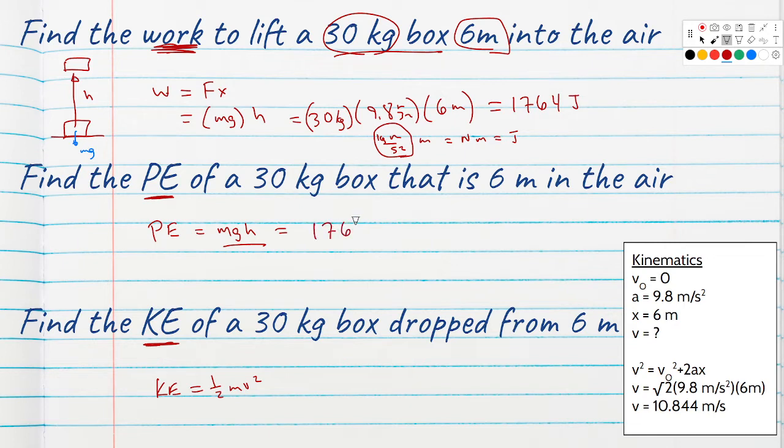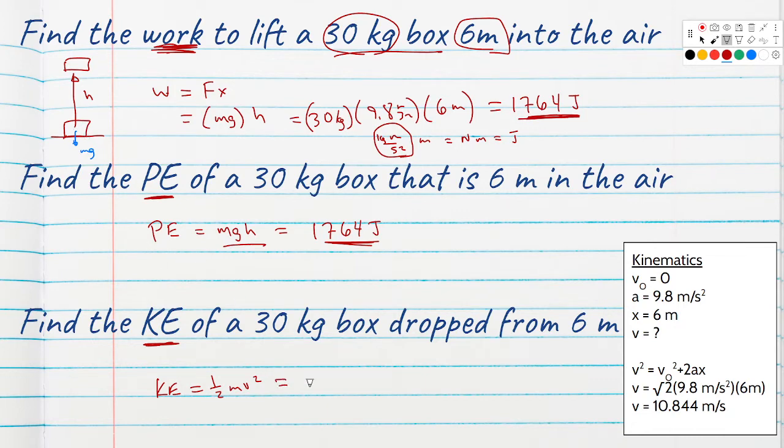It's 1,764 joules right there. The work that I do to get it up there is equal to that stored energy once it is up there. And now, check this right here. If I were to drop that box from here down to the bottom, how much kinetic energy would it have right there when it hit the ground?